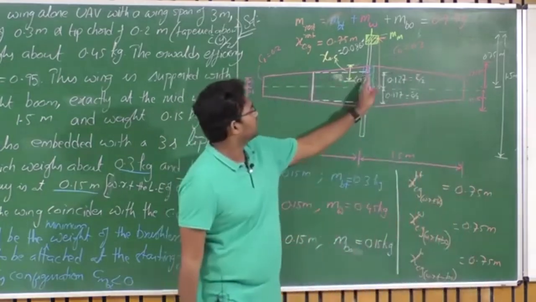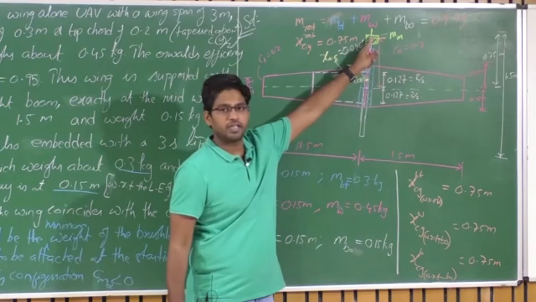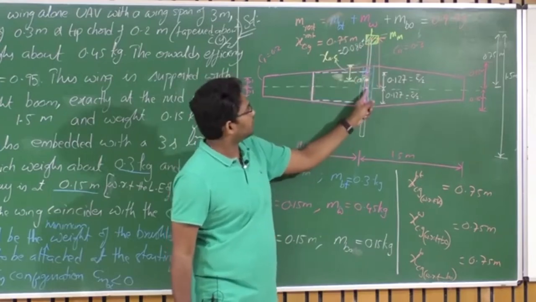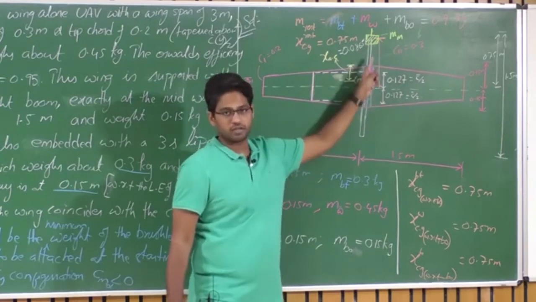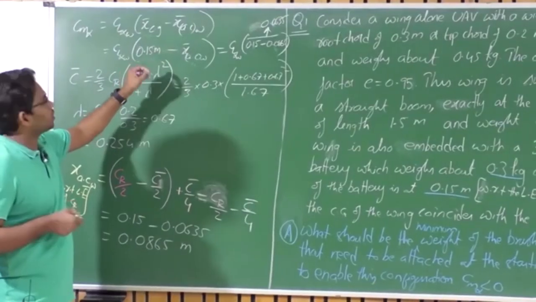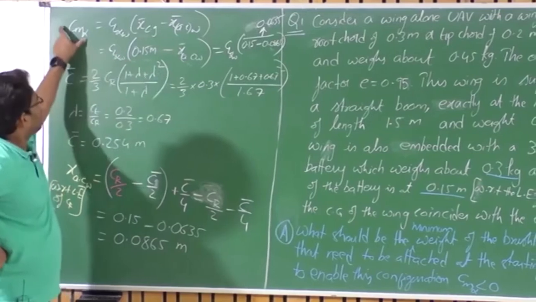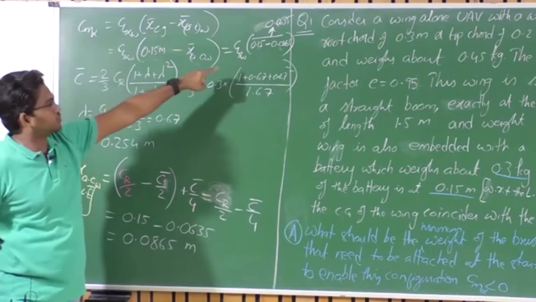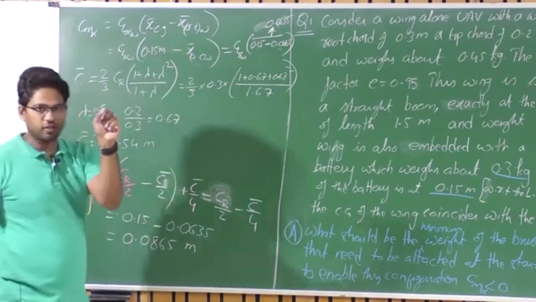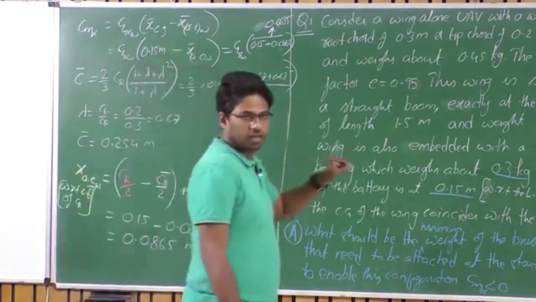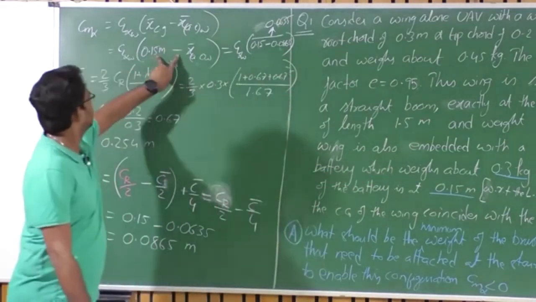Now I need to take torque of everything with respect to the leading edge of the boom, because the motor is attached at the boom, right? So now I will talk about the CG location with respect to the leading edge of the boom. So what is the boundary condition when CM alpha is 0? Right now it is positive. If it has to go to negative, there should be a point where CM alpha is 0, a CG location where CM alpha is 0. So what should be that location?